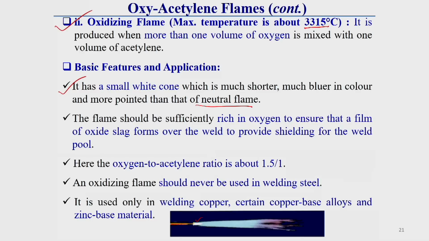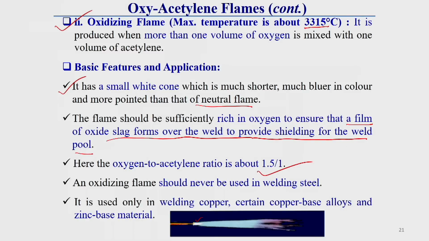The flame should be sufficiently rich in oxygen to ensure that a film of oxide slag forms over the weld to provide shielding for the weld pool. This flame is also sometimes good for some types of material, because this oxide layer forming over the surface of the weld metal is sometimes helpful for shielding purposes. That is why this is also applicable for some materials. So, here the oxygen to acetylene ratio, as I have already told you, is about 1.5:1.